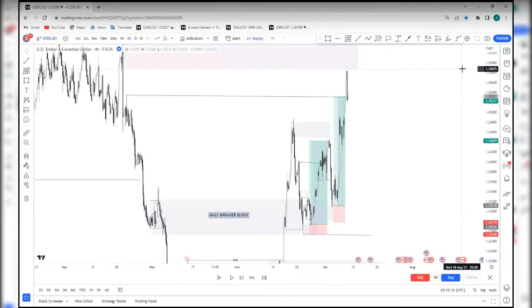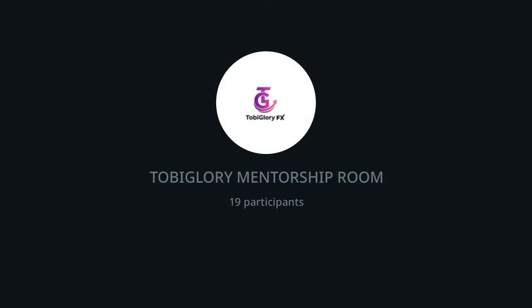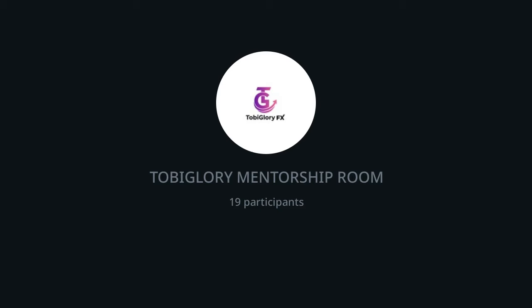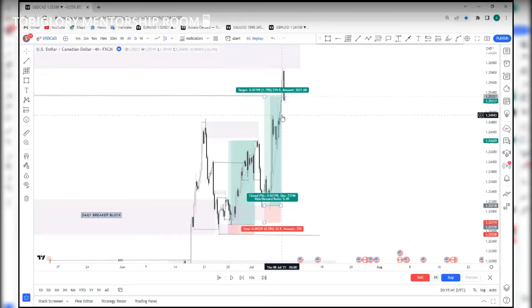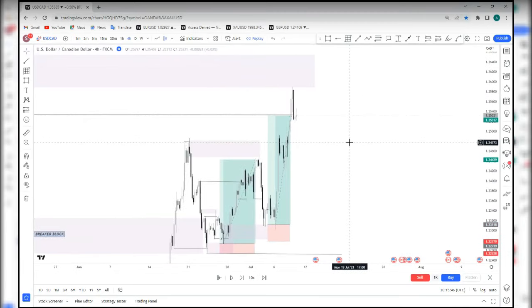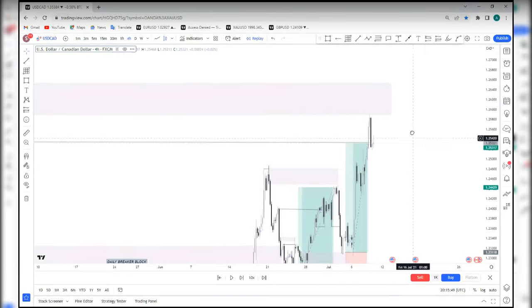Now you have like 219 pips or more. That's enough if you use good lot size. And this thing is possible to occur in a day. This TP is possible to hit in a day. Now you can see price reacted to this area.